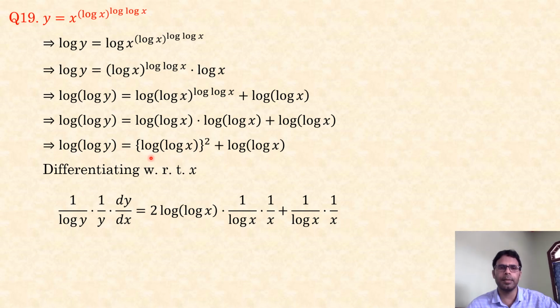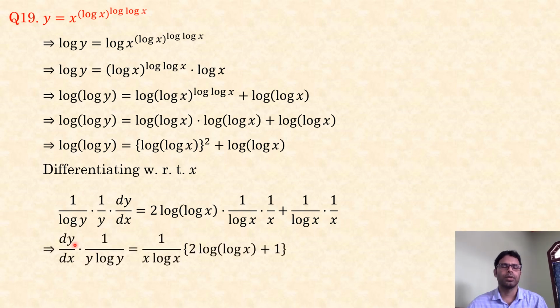So first write the derivative of first log, it will be 1 by log x, into then take the derivative of this log, it is simply 1 by x. Then plus here also 1 by log x, and for log x it is 1 by x only. You take cross product, these two terms will go to the right hand side. So dy/dx into, it is actually 1 by y log y is equal to right hand side.